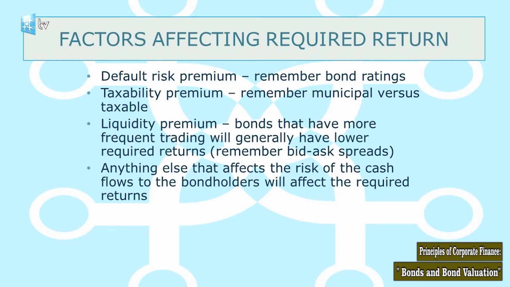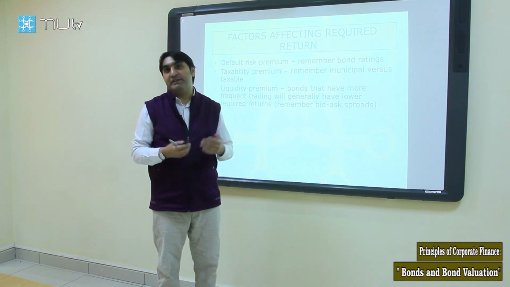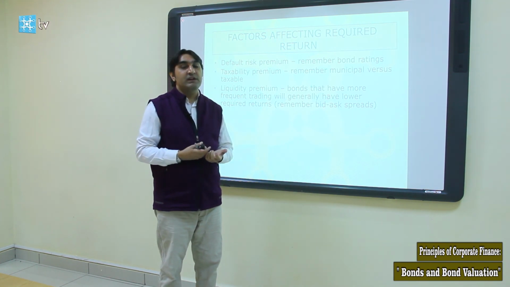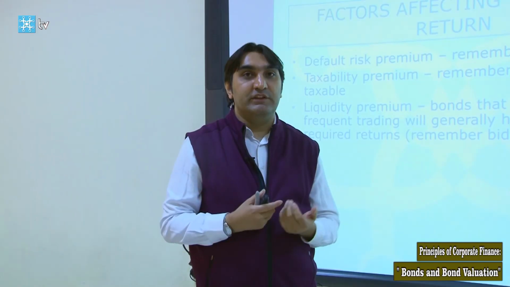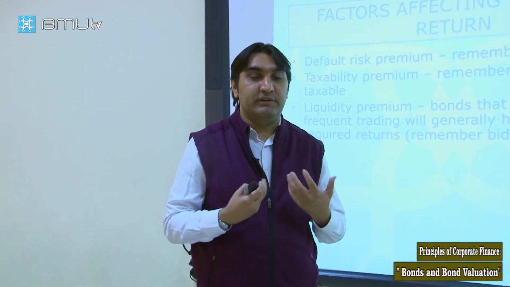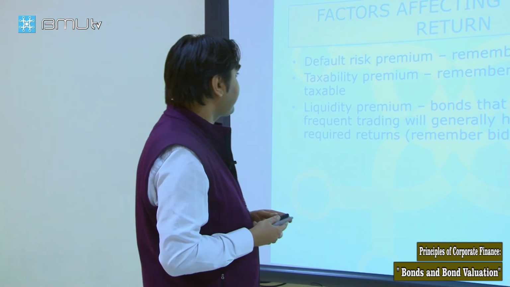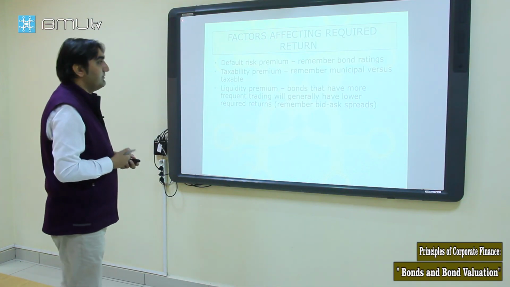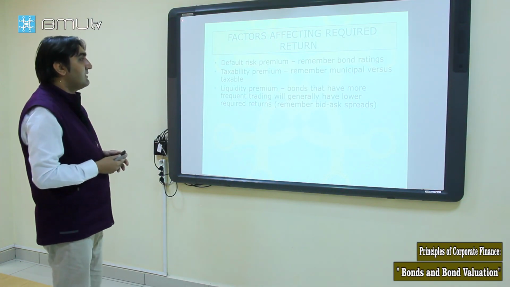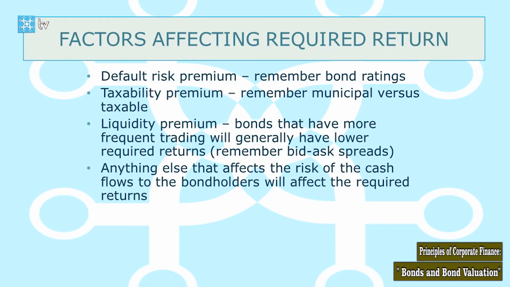Factors affecting required return on bonds. Default risk premium, that's an important indicator, and this premium information can be seen from the ratings of these bonds. So if the default risk is higher, the yield to maturity required rate will be higher. Taxability premium. Remember municipal versus taxable. Municipal bonds are not taxable, but others are taxable.